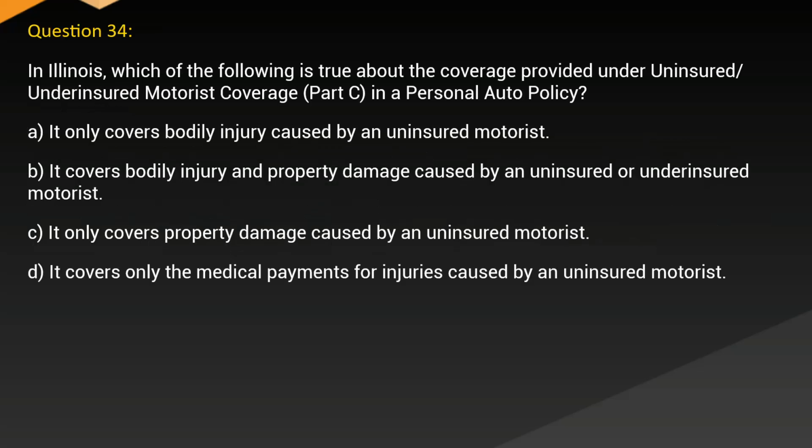Question 34. In Illinois, which of the following is true about the coverage provided under uninsured underinsured motorist coverage, Part C, in a personal auto policy? A. It only covers bodily injury caused by an uninsured motorist. B. It covers bodily injury and property damage caused by an uninsured or underinsured motorist. C. It only covers property damage caused by an uninsured motorist. D. It covers only the medical payments for injuries caused by an uninsured motorist.